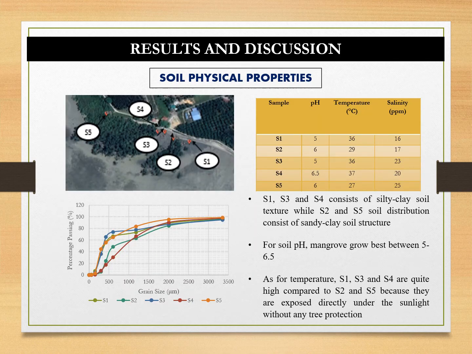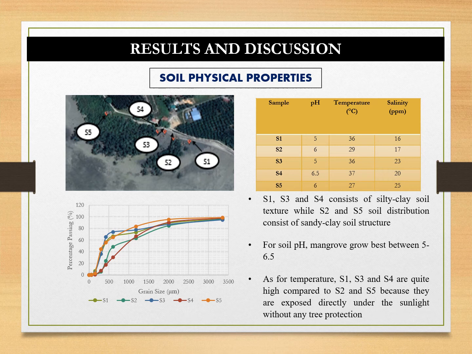For soil physical properties, as you can see here, S1, S3, and S4 consist of silty clay soil texture, while S2 and S5 soil distribution consists of sandy clay soil structure. So different soil structures give different impacts to mangrove growth. For soil pH, mangrove grows best between 5 to 6.5. So as you can see, all the soils are in a good range of pH.